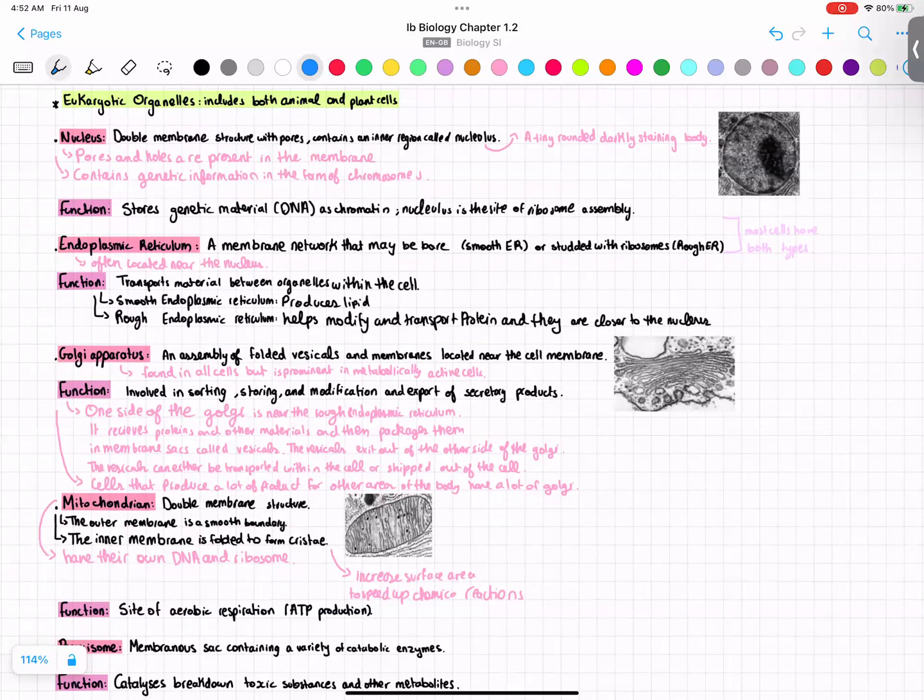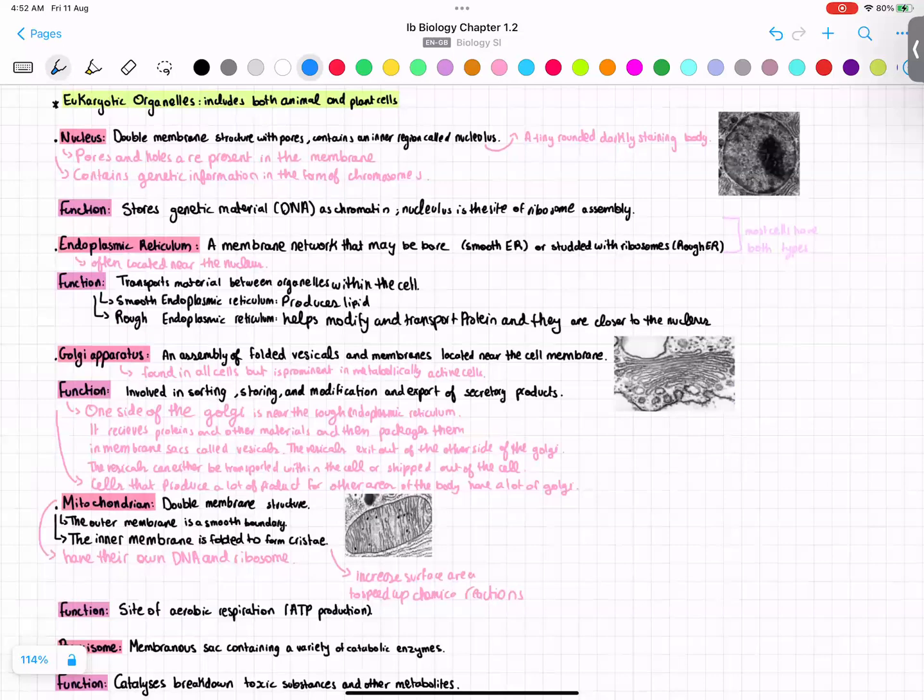It's a double membrane structure with pores, and it contains an inner structure called the nucleolus. The nucleolus is a tiny rounded darkly stained body, and the nucleus itself has pores and holes present in the membrane, and it contains genetic information in the form of both chromosomes and chromatin. Chromosomes are the condensed form of chromatin. You do have to know what chromosomes and chromatin are. We're going to learn about this in chapter 3, which is genetics, but just know that chromosomes basically means DNA.